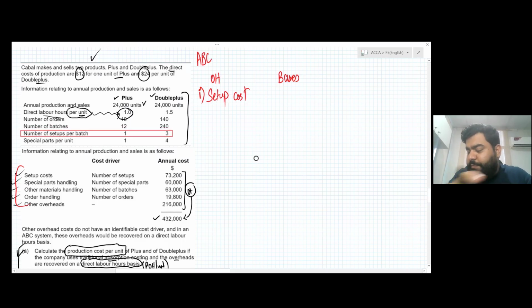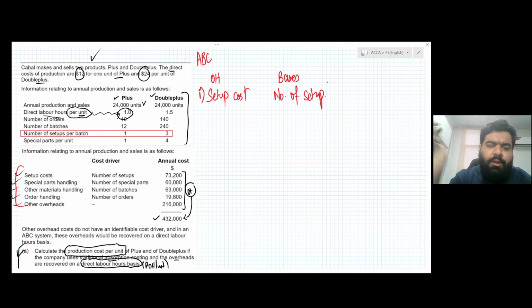So we will write here that the base for setup cost is the number of setups. The more setups the product takes, the more overhead cost will go to that product. Obviously, ABC says to divide the overheads on a fair basis. Simple.